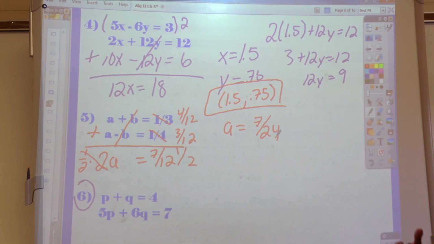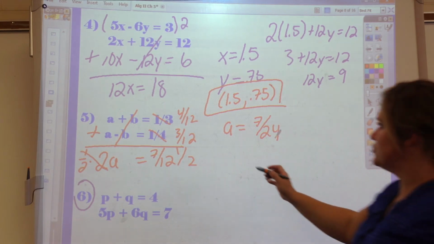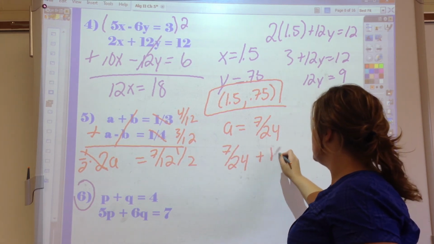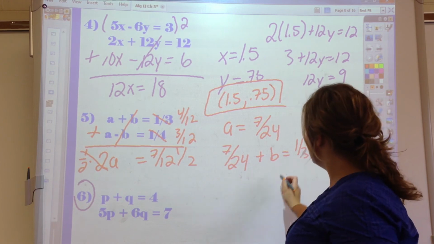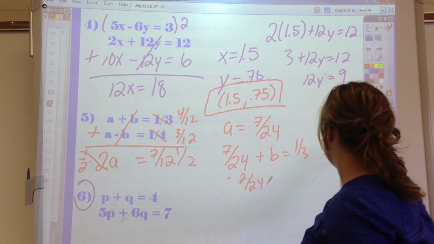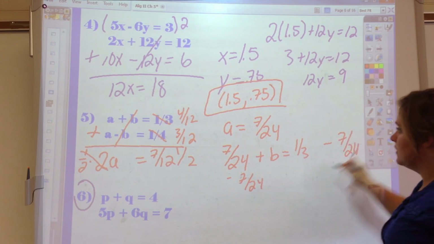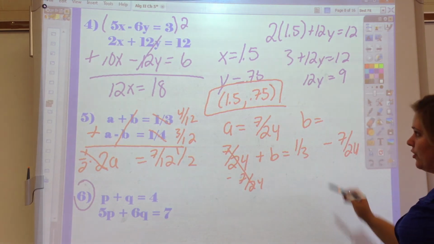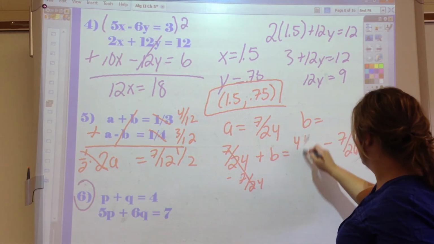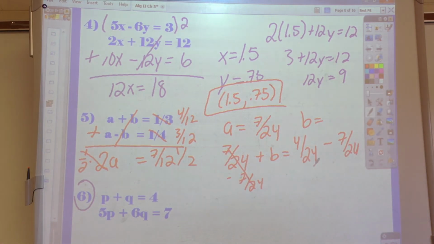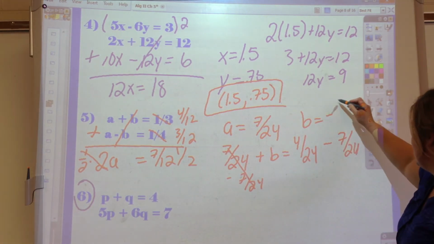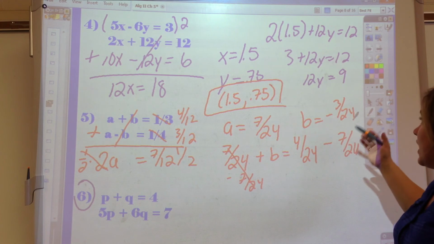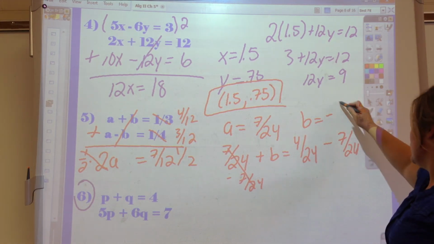Finally, I need to plug it back into an equation and solve for b. Let's do it in the first equation. My first equation, I had a, or 7/24, plus b equals 1/3. To solve for b, I'm going to have to subtract 7/24 on both sides. Here it cancels and it will leave me with b. And here I'm going to need to get a common denominator. 1/3 was actually 4/24. And so when I subtract those, I get a negative 3/24. Can I reduce it at all? Absolutely. That's going to reduce to a negative 1/8.